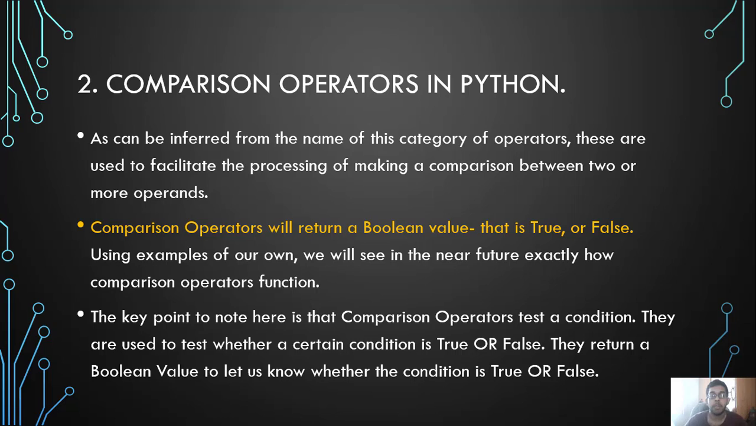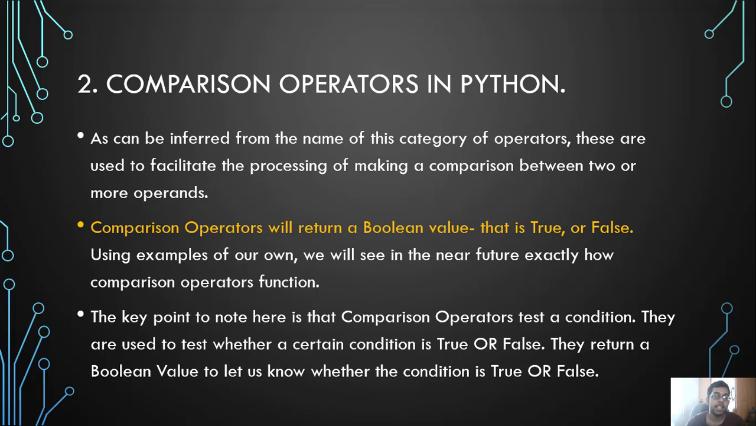Number 2. Comparison operators in Python. As can be inferred from the name of this category of operators, these are used to facilitate the processing of making a comparison between two or more operands. Comparison operators will return a Boolean value, that is, true or false. Using examples of our own, we will see in the near future exactly how comparison operators function.